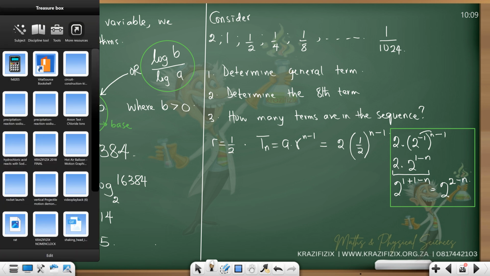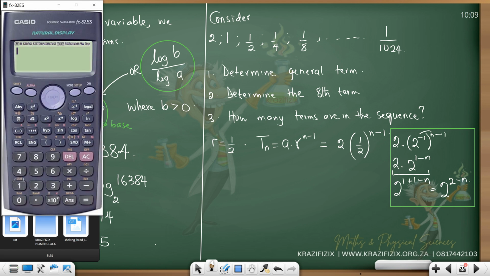Are we on the same page? Let me know. I want to test this formula: 2 into bracket, 1/2.